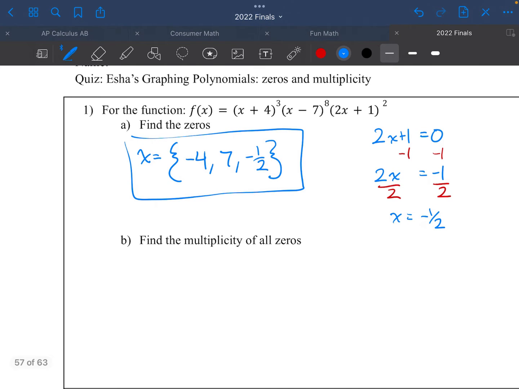Find the multiplicity of all the zeros. So I'm just going to be lazy. I'm going to do lines. I'm going to say, okay, that one and that one and that one. The multiplicity just means what power were they?